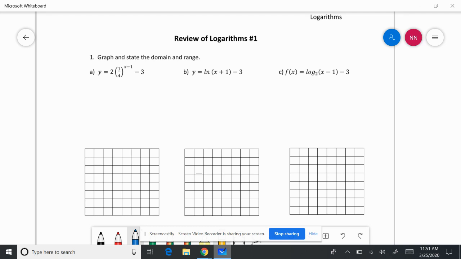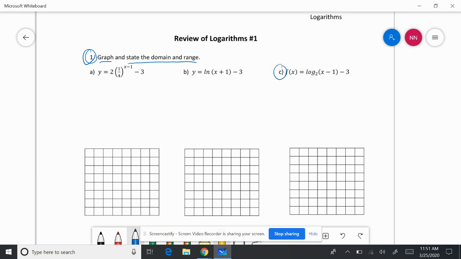What we're going to do today is review what we did last week and this week. So I'm just going to pick one problem from each of the different sections. Looking at section 1, what we're going to be doing is graphing and stating the domain and range. I'm going to pick letter C.